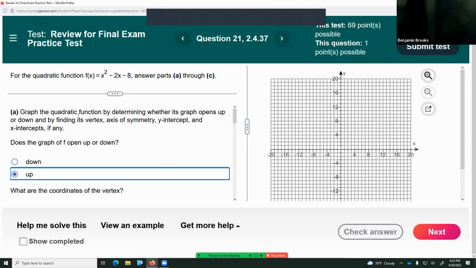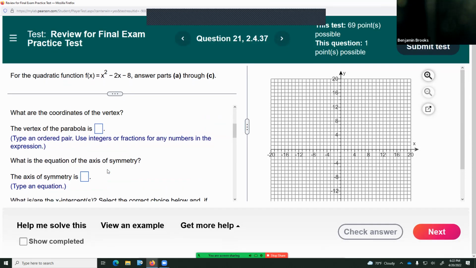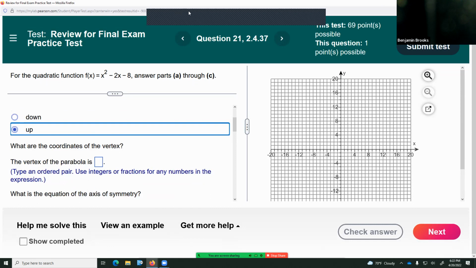Does it open up or down? Up, because x squared is positive, so it opens up. What are the coordinates of the vertex? Remember, that is the negative b over 2a piece. Y'all remember that?